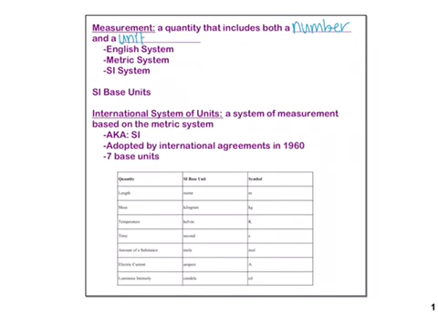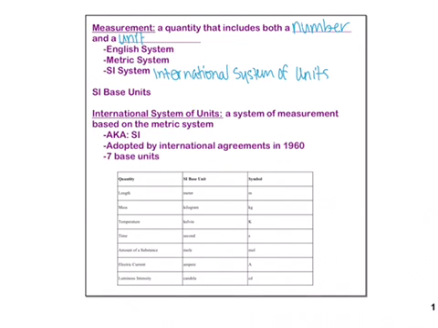We have the English system, which is what we're most familiar with here in the United States, with the mile and the pound and inches and feet. Then we have the metric system with centimeters and kilograms. And then we have the SI system. This is the International System of Units.